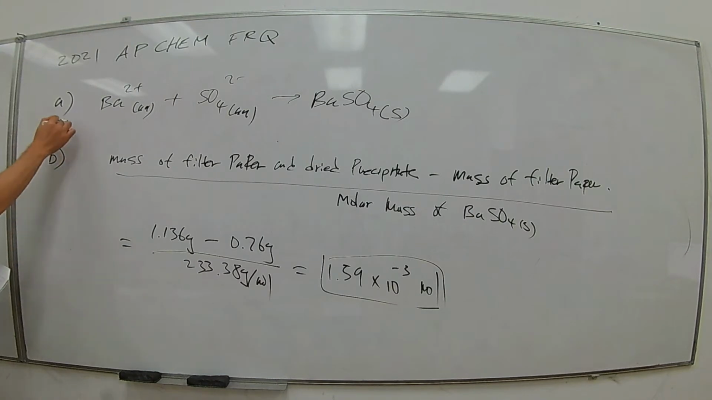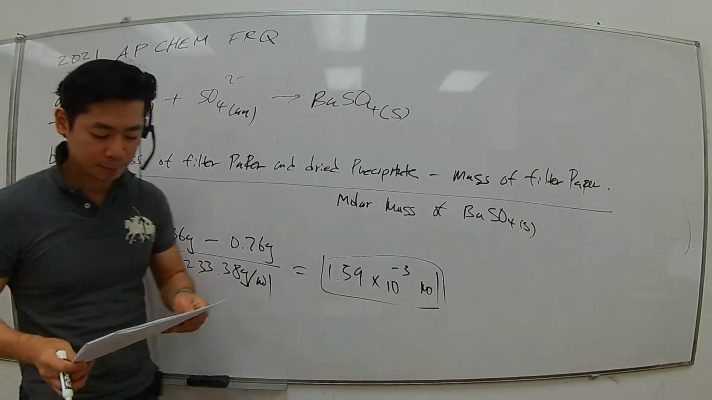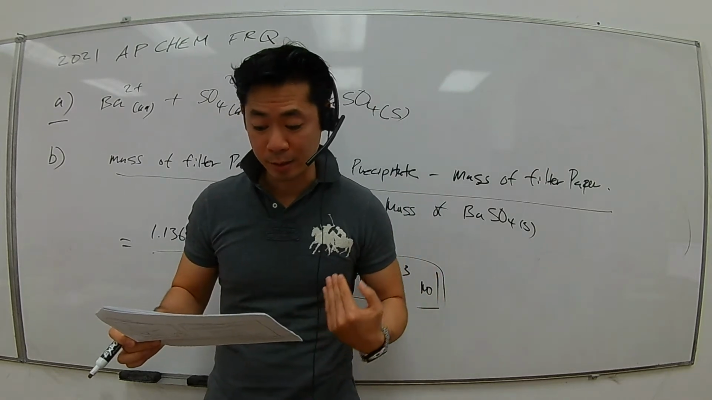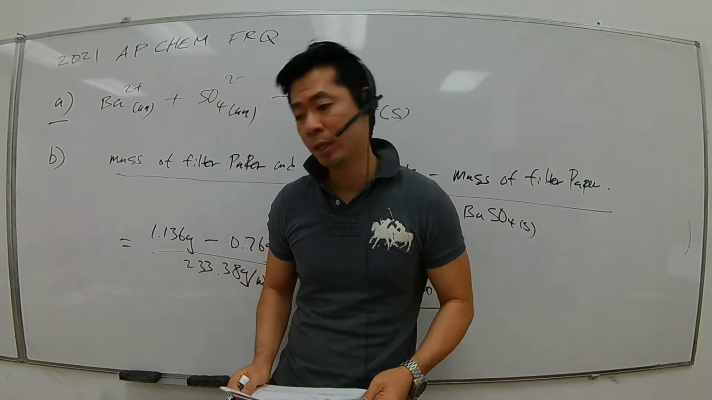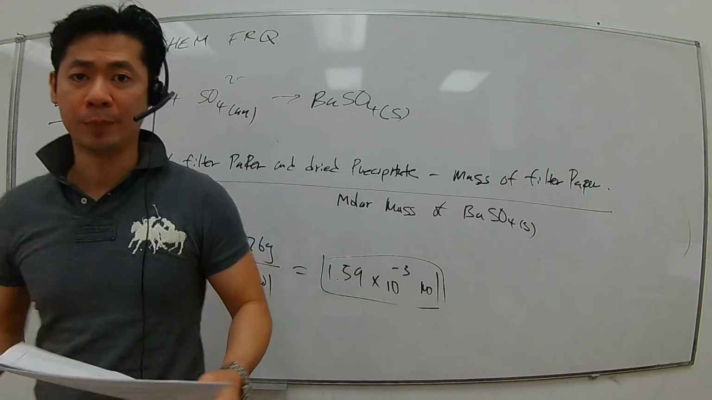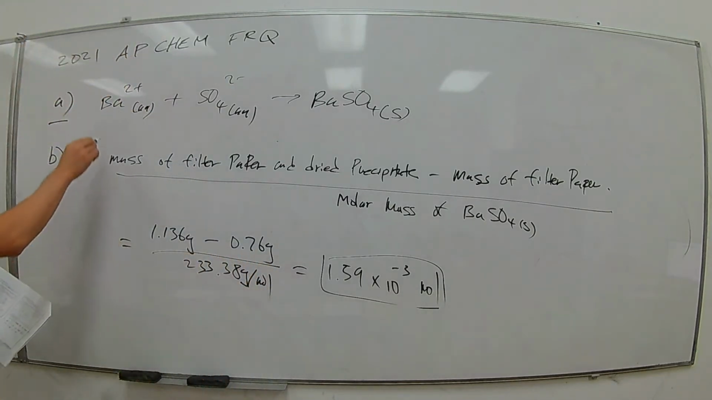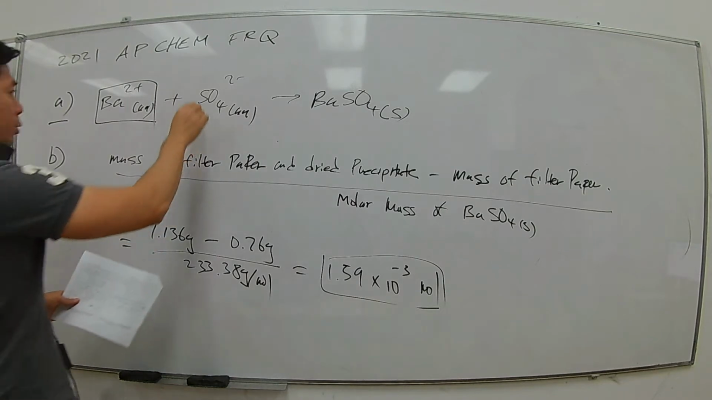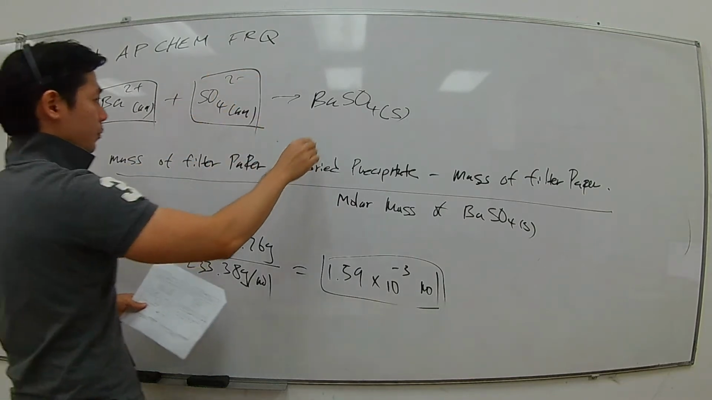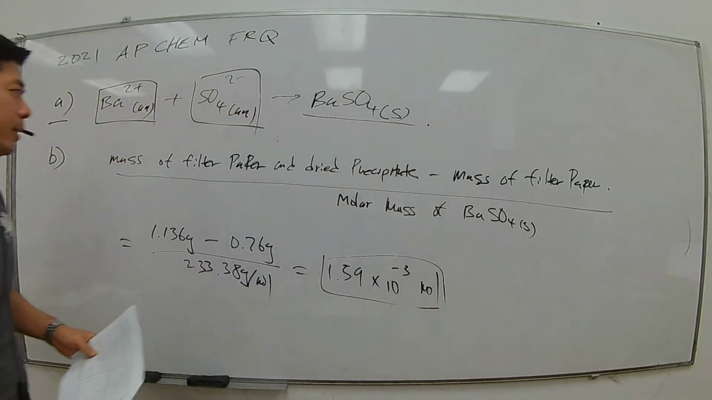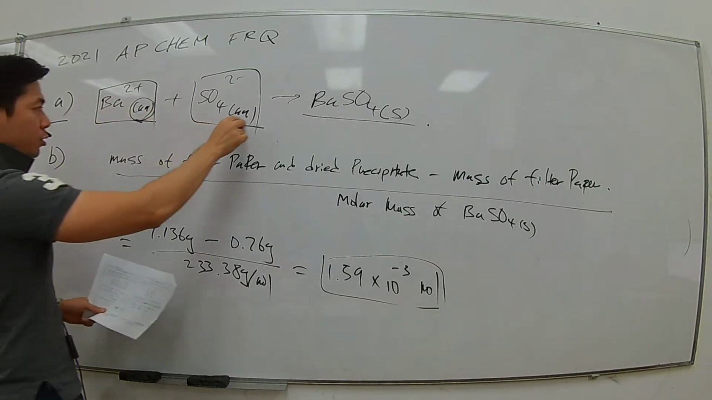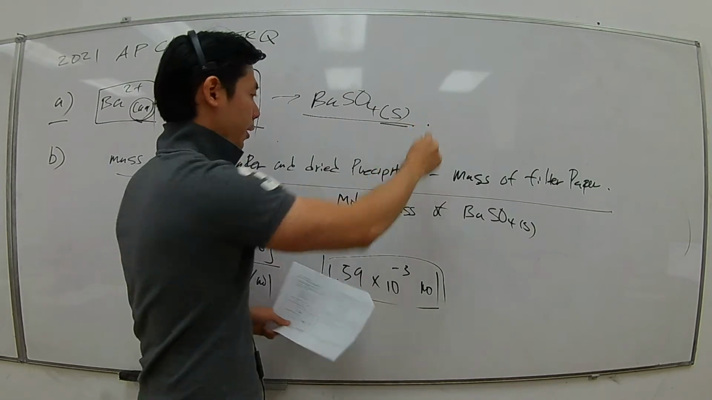Part A is asking, guys, write the net ionic equation for the precipitation of barium sulfate. So we know that Ba2 plus is going to precipitate with SO4 2 minus and turn into BaSO4. Keep in mind, guys, you want to make sure you put aqueous and aqueous, and then solid for the BaSO4.